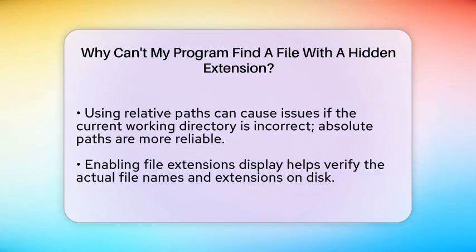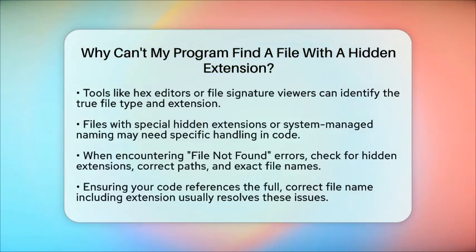If you're unsure about the file's extension, you can use tools like a hex editor or file signature viewer. These tools help identify the real file type and its correct extension. Be aware that some files have special hidden extensions managed by the operating system or registry. These might need specific handling or explicit naming in your code.